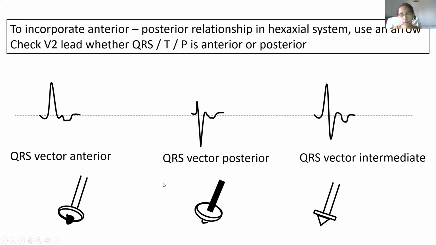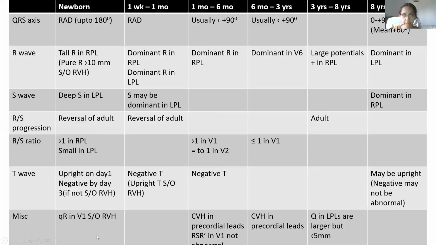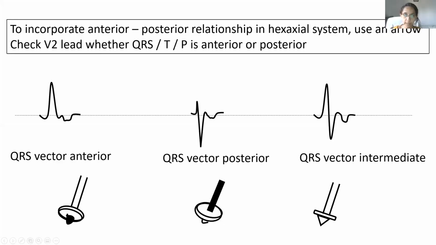Now to incorporate the anterior and posterior relationship, commonly this is what is advocated, but we commonly don't do it. So these are the figures which are shown, which indicate which direction the QRS vector is going. If the QRS vector is anterior, you have to see the lead V2 deflection.